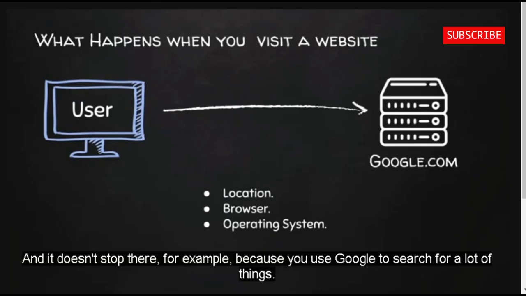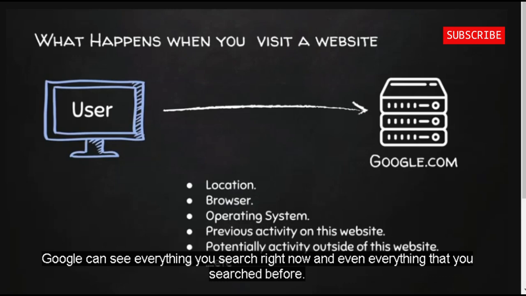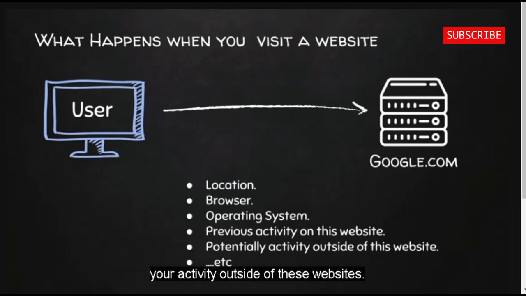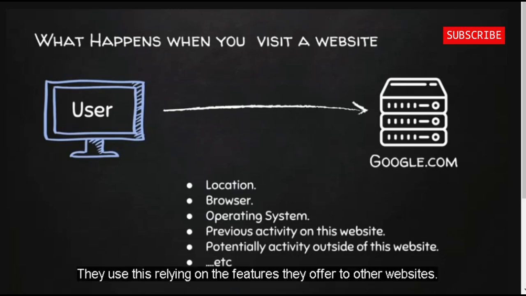And it doesn't stop there. For example, because you use Google to search for a lot of things, Google can see everything you search right now and even everything that you searched before. Not only that, but again, big websites such as Google and Facebook, they can even potentially access your activity outside of these websites. They use this relying on the features they offer to other websites.